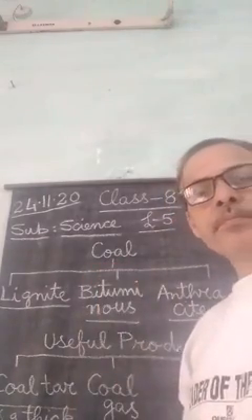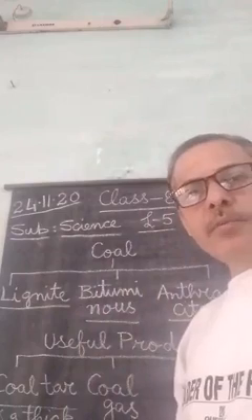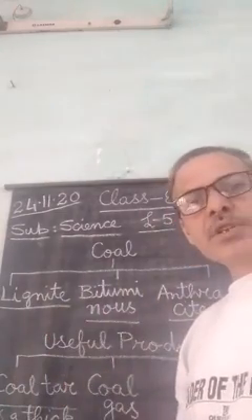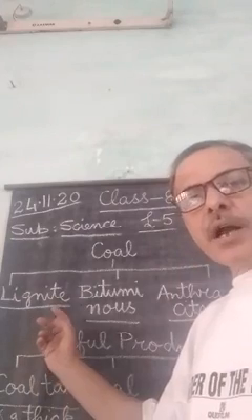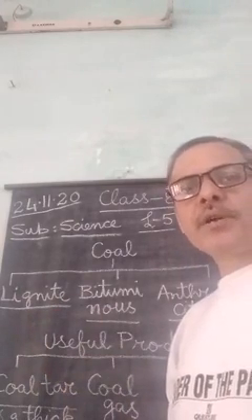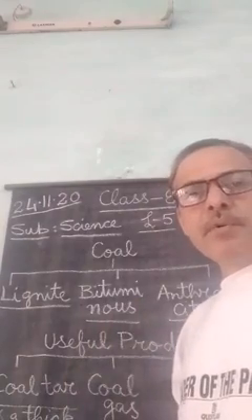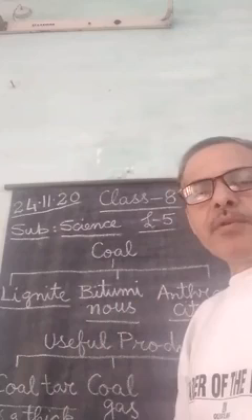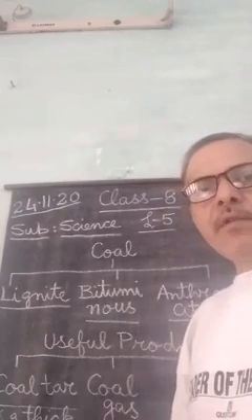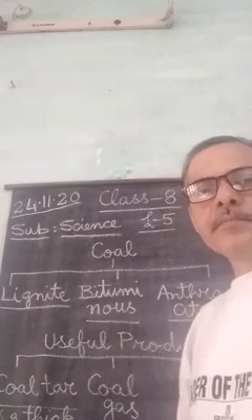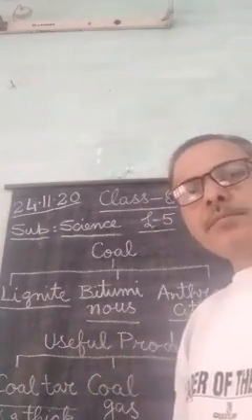Now this coal is of three types: lignite, bituminous, and anthracite. First I will explain the lignite type of coal. This is the softest type of coal. The reason behind its softness is that it contains a very low percentage of carbon. Next to lignite, another type is bituminous coal, which is the moderate type, not very soft and not very hard. Why? Because it contains an average percentage of carbon, neither very low nor very high.